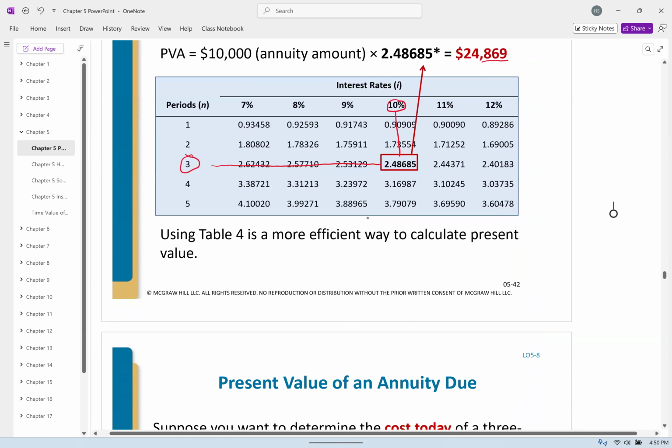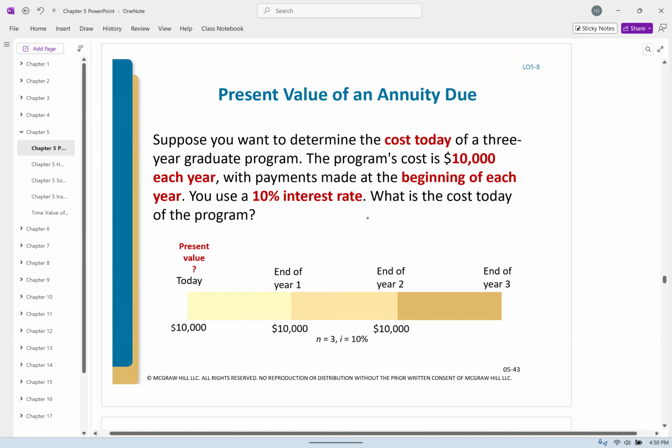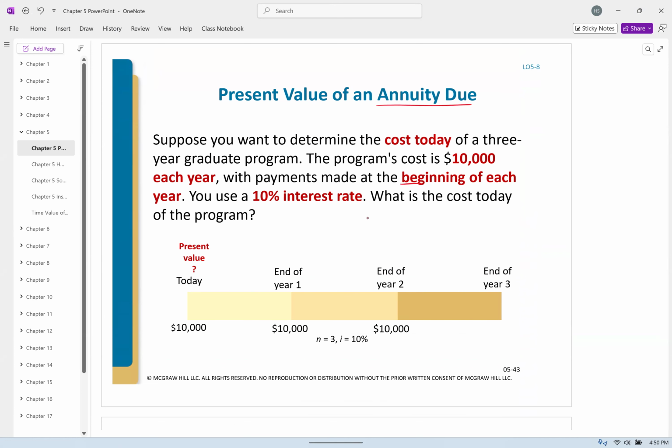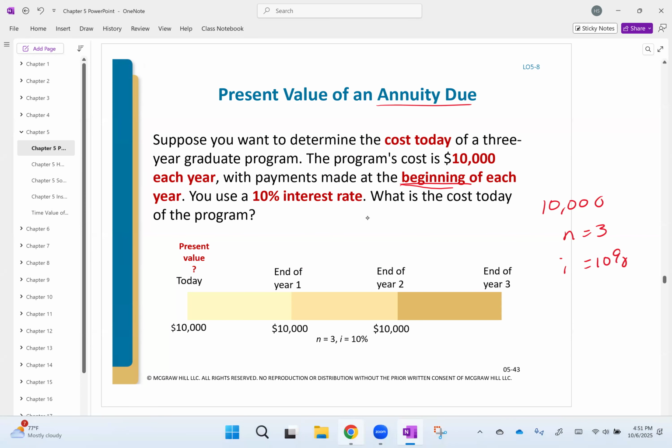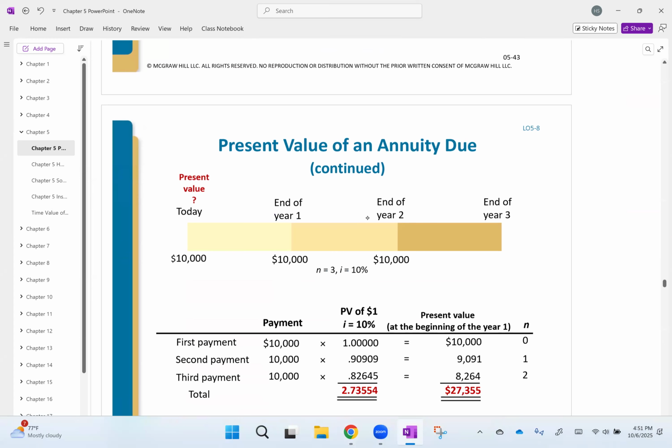Okay. All right. Now let's make sure. Let's try this as an annuity due. Annuity due, beginning of each period. Anytime you see beginning, you know it's going to have annuity due. Okay. So we now have $10,000 payment. Our N is still 3. Our I is still 10%. Okay. Let's go back over here. Well, let's see what they did.